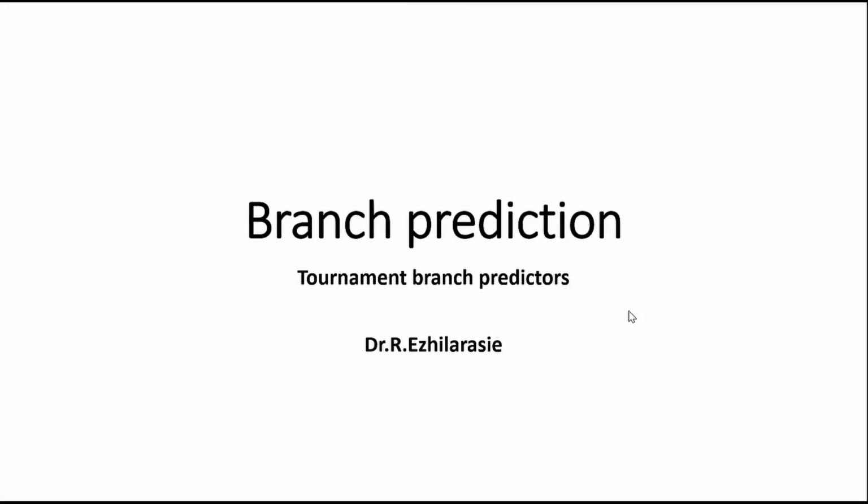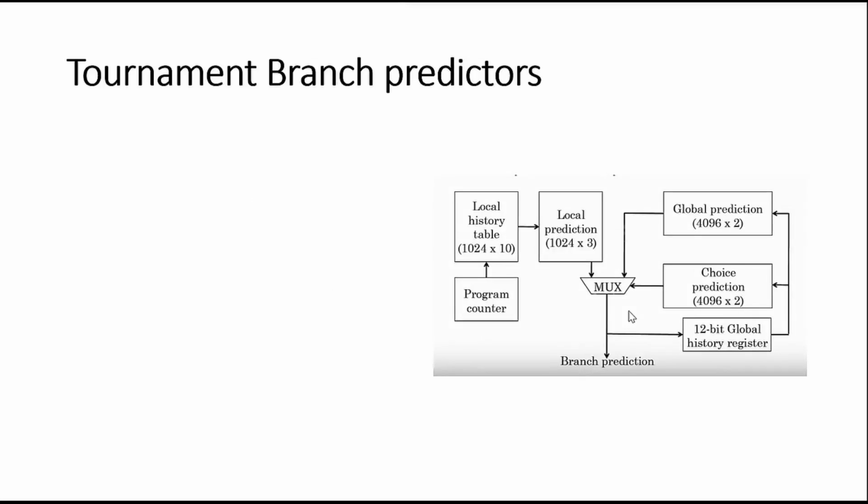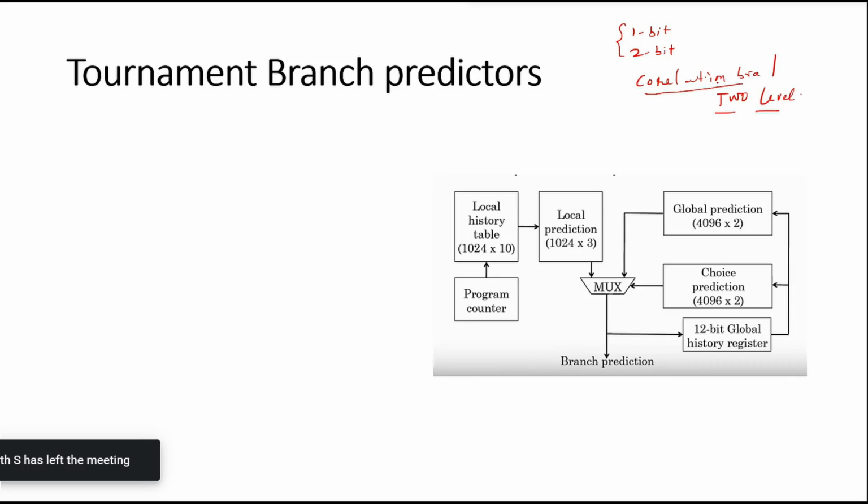Yesterday, in the last class, we discussed the various branch predictors: 1-bit branch predictors, 2-bit branch predictors, and then we moved to correlation branch predictors, or what we can call 2-level branch predictors. We also solved a few problems on this, like how 1-bit and 2-bit predictors work and what the need for correlation branch predictors is.